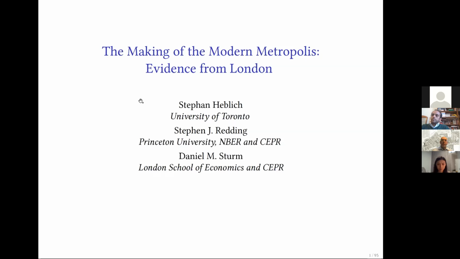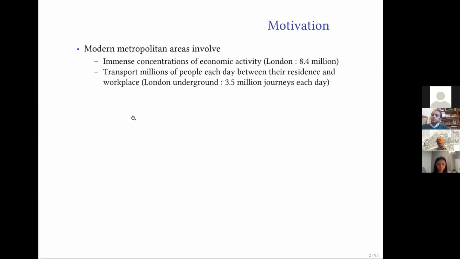And so what's the broad motivation for this talk? Well, as we all know, modern metropolitan areas involve immense concentrations of economic activity. London, for example, today houses around 8.4 million people. And we don't often think about it, but before COVID, every day, modern transport networks involve moving millions of people around cities every day between where they live and where they work. For example, the London Underground alone would typically handle around 3.5 million passenger journeys each day, and its trains each year travel something like 200 times the distance between the Earth and the Moon.